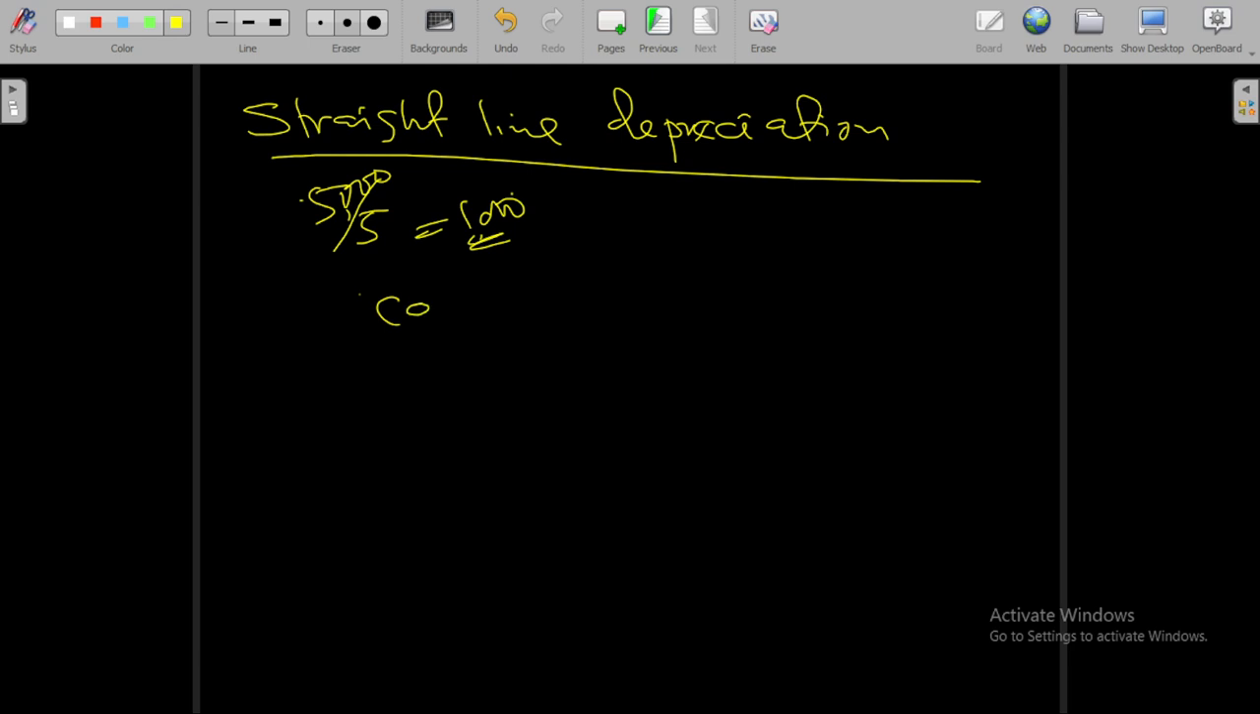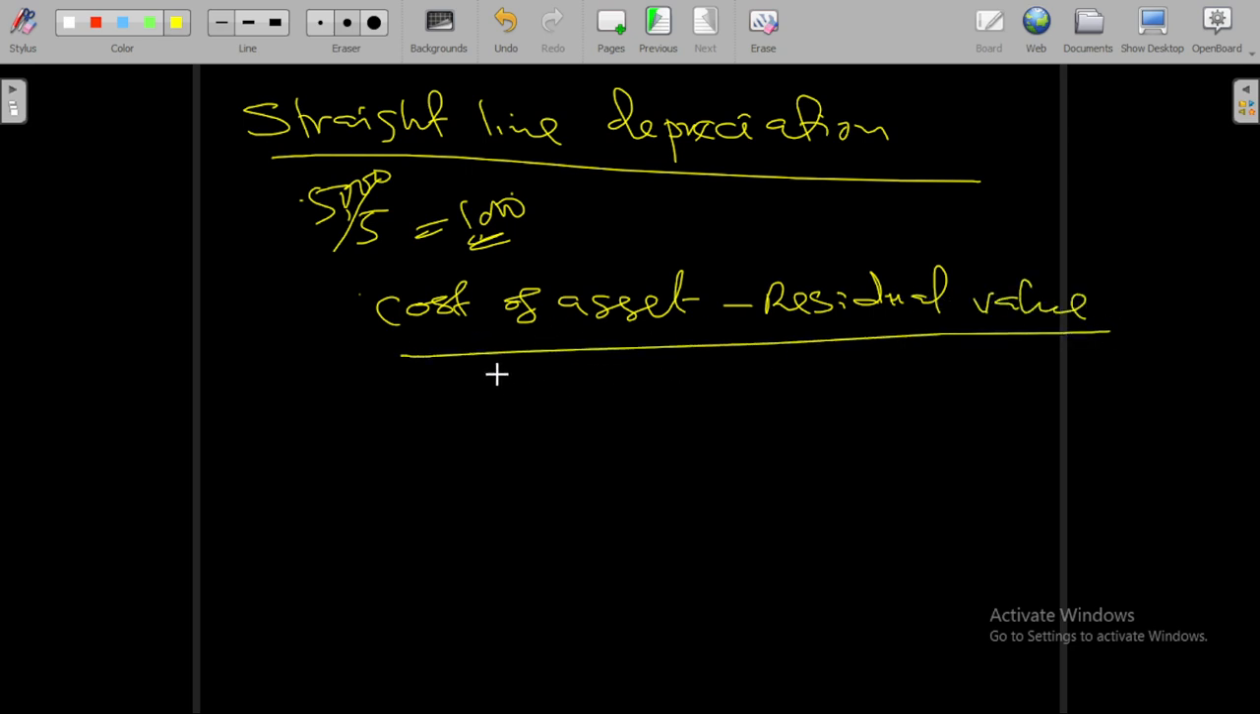Now, cost of assets, you now minus the residual value. Now divide by the useful life of the assets. This is the formula.